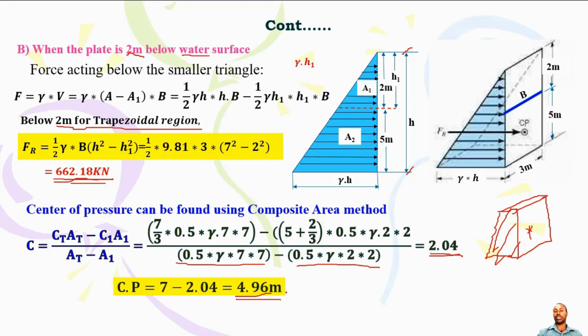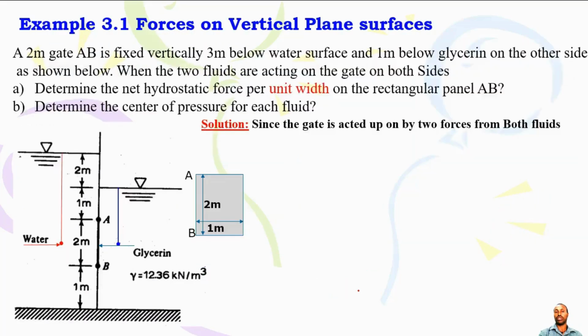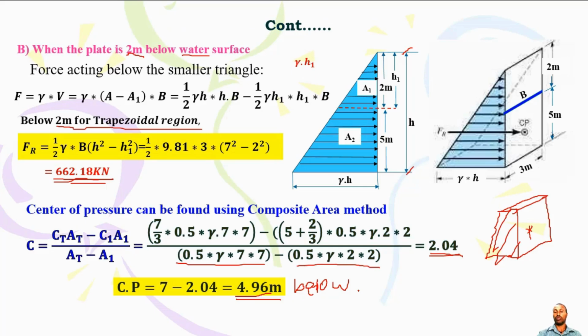So 4.96 meters below the water level, just the calculation of the center of pressure. So I think it is best. We will continue with another problem. Thank you.